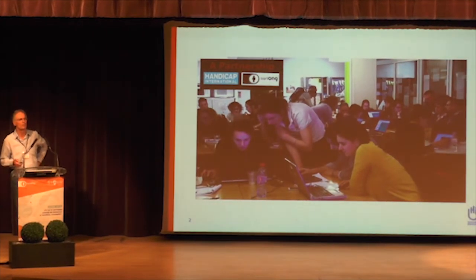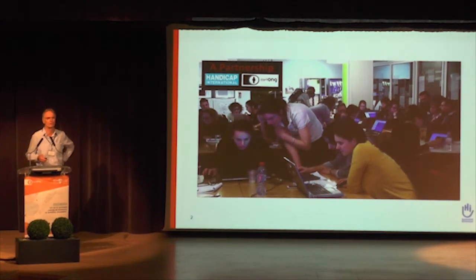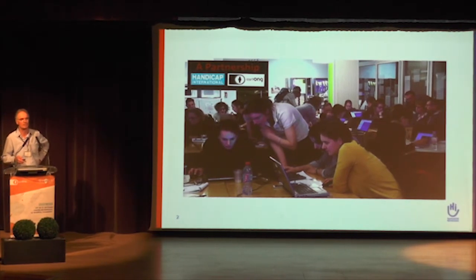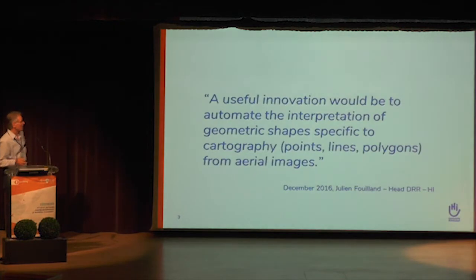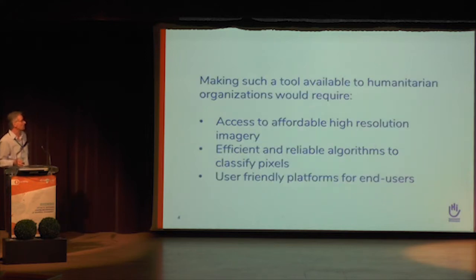Many of you are probably familiar with mapathons. Here's one that we had at the headquarters of Handicap International, drawing maps for our humanitarian clearance team in Laos. One of our colleagues from disaster reduction came with the question: a useful innovation would be to automate the interpretation of geometric shapes specific to cartography, points, lines, and polygons, from aerial images. That was in December 2016.